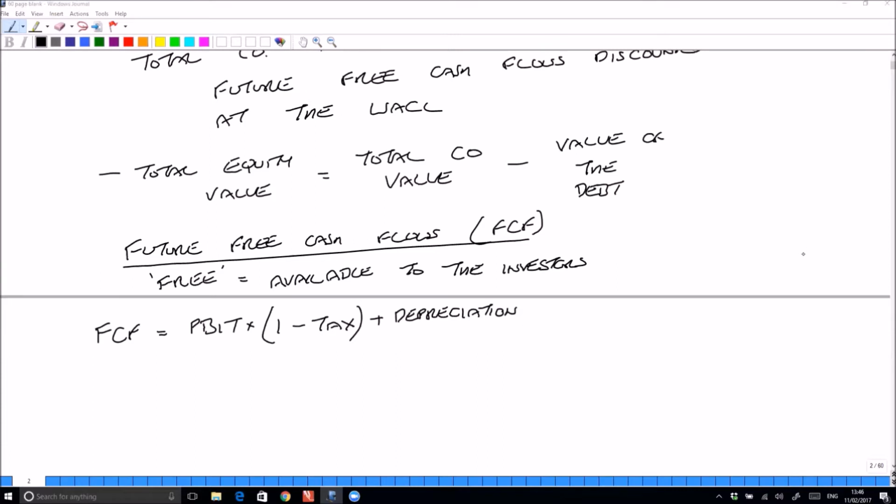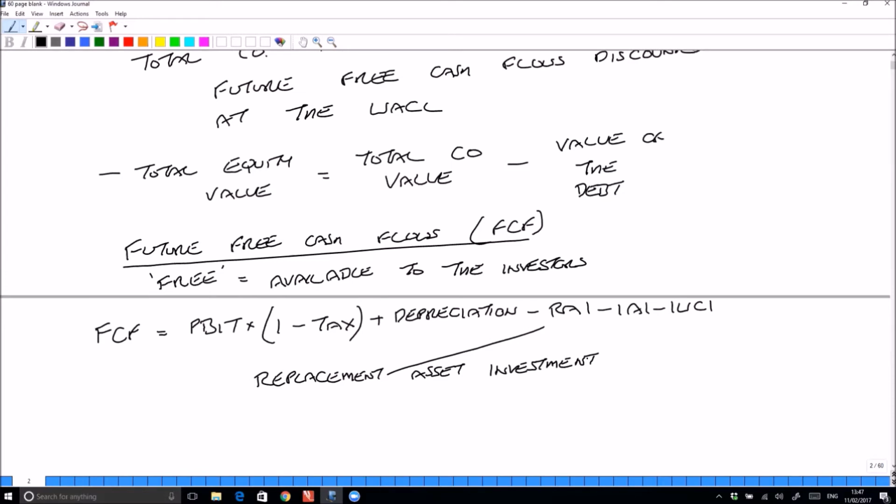And I'll explain these terms in a moment. But we then take away RAI, we take away IAI, and we take away IWCI. And what do all of these things mean? And what's the RAI? And that's your replacement asset investment. What do we mean by replacement asset investment?